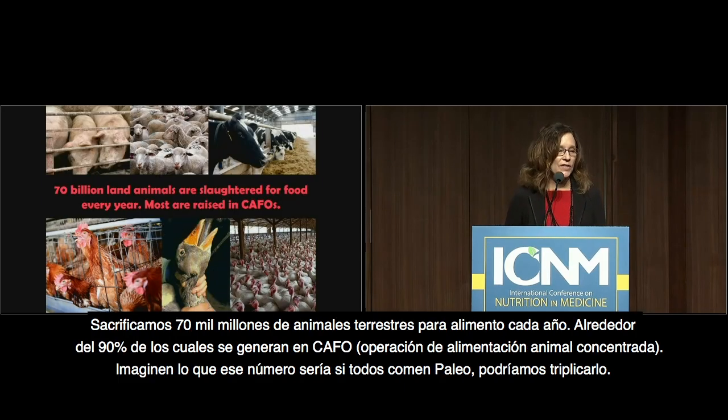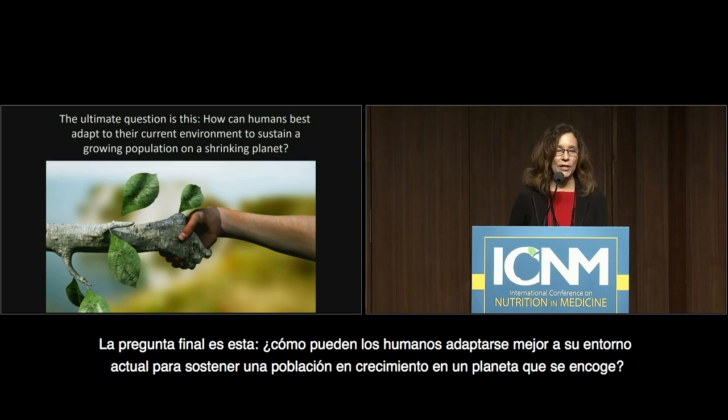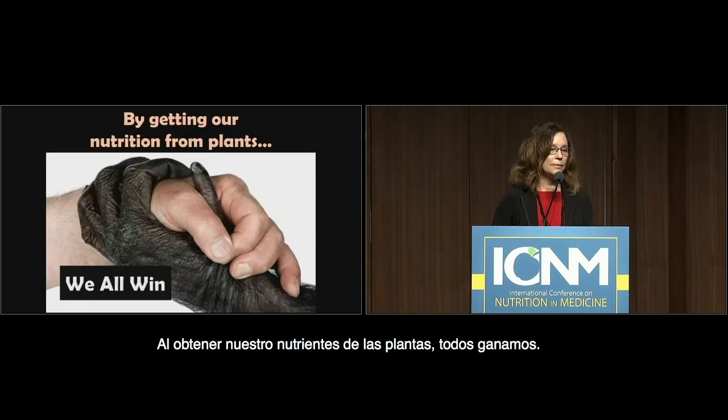We slaughter 70 billion land animals for food every year, about 90% of which are raised in CAFOs. Imagine what that number would do if everyone ate paleo. We could triple it. The ultimate question is this: how can humans best adapt to their current environment to sustain a growing population on a shrinking planet? By getting our nutrition from plants, we all win.